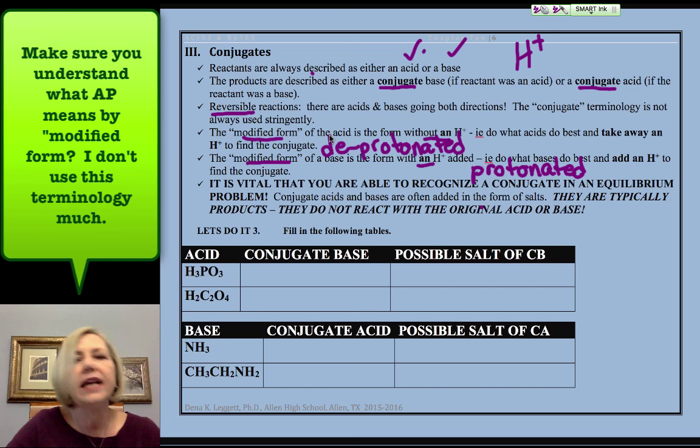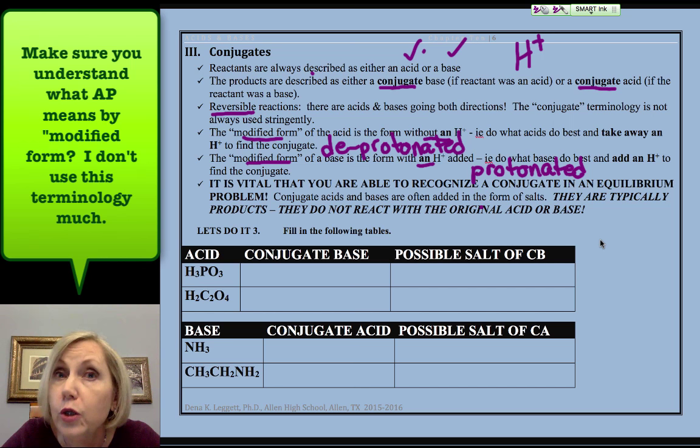So you've got to be able to recognize a conjugate. The most difficult thing is you're going to be given acids and salts of the conjugate, or a base and salts of the conjugate. And that doesn't mean they're both reactants. Just because they're both in the solution doesn't mean they're both reactants. So you're going to have to learn to recognize those very carefully. So if something differs only in an H and a plus, you have a conjugate.